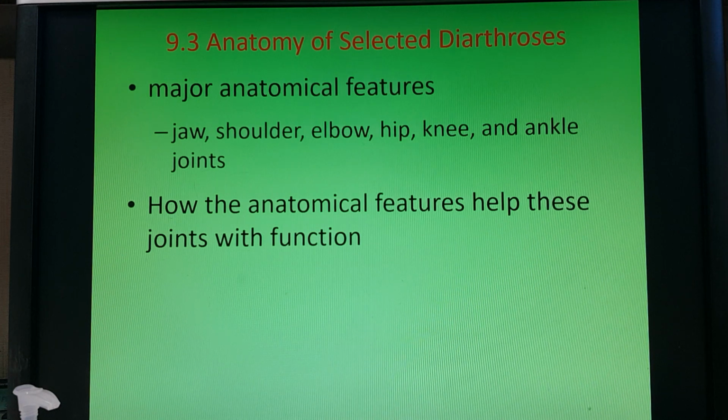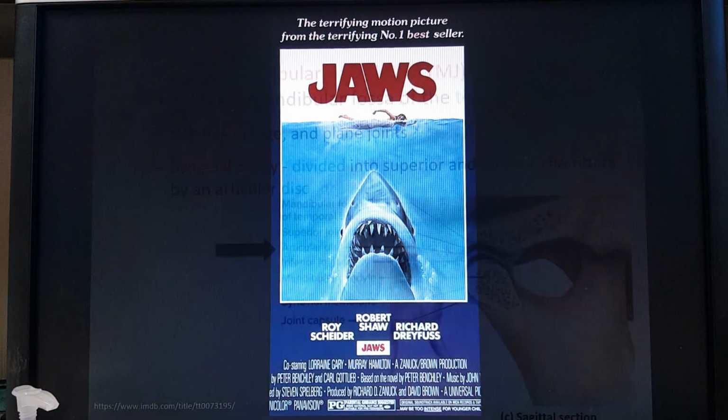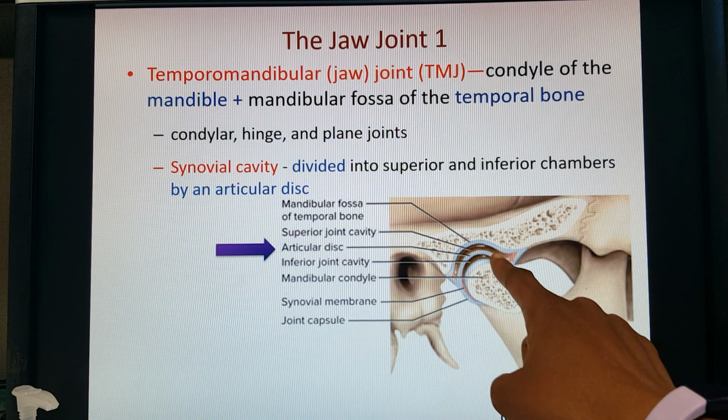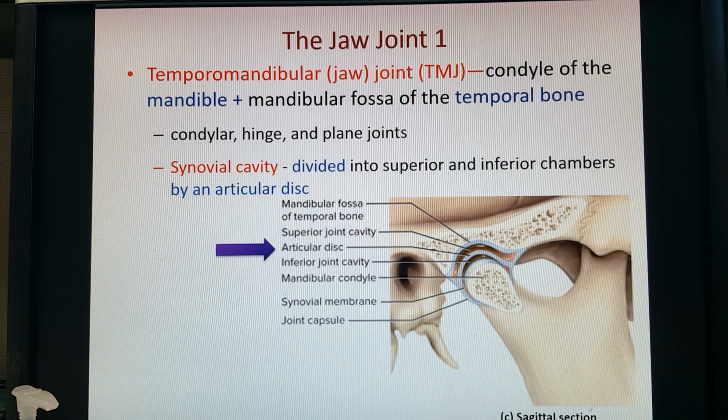Okay, so now I'm just going to go through the pictures of what I just talked about so that you can see how they're functioning and how those vocabulary words I just threw at you work. So first one, your jaw joint, the temporomandibular joint. So here is that articular disc that is separating that joint cavity into two different chambers.